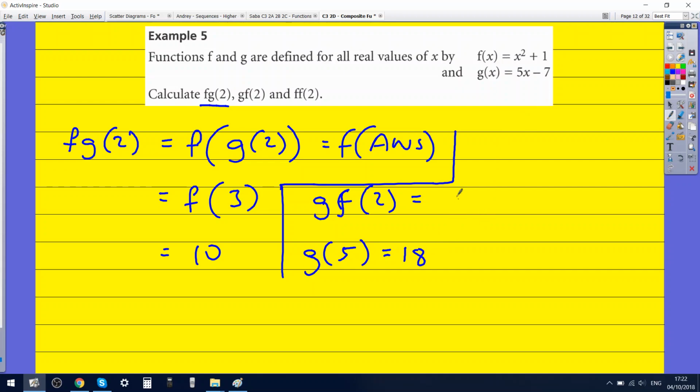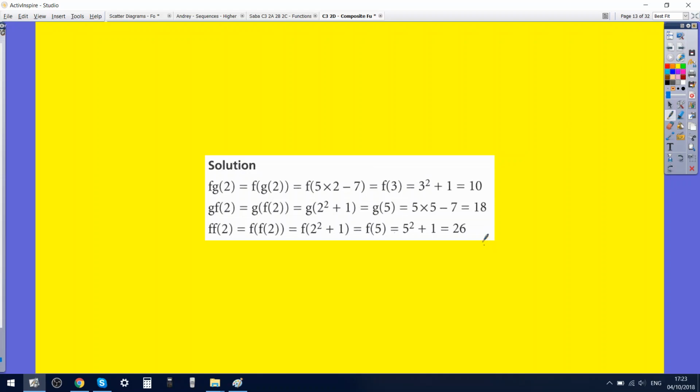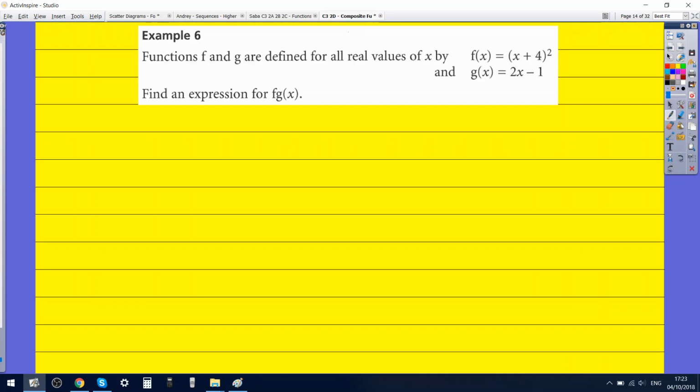And then how about the last one, the F of F of 2? We do the F of 2, and then whatever the answer is, go back into F. So we get 5, then 5 back in, we get 26. That's it. Any questions there? 26, 10, 18.